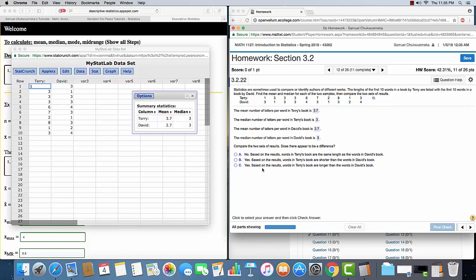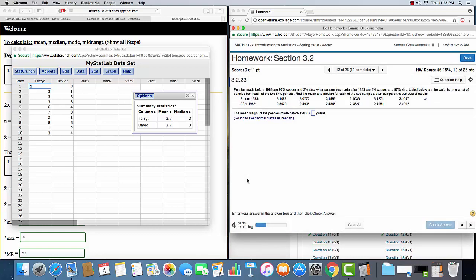So let's look at the options. A, no, based on the results, words in Terry's book are the same length as the words in David's book. B, yes, based on the results, words in Terry's book are shorter than the words in David's book. They are longer, okay? And there's actually a difference. So A and B will be eliminated, and we can go with C, yes. Based on the results, words in Terry's book are longer than the words in David's book. Okay.